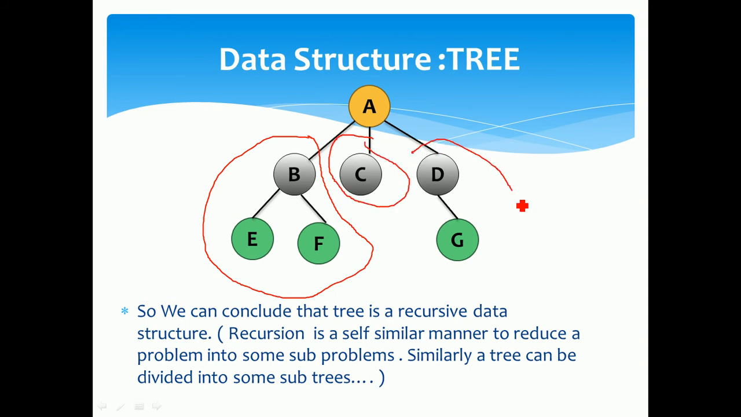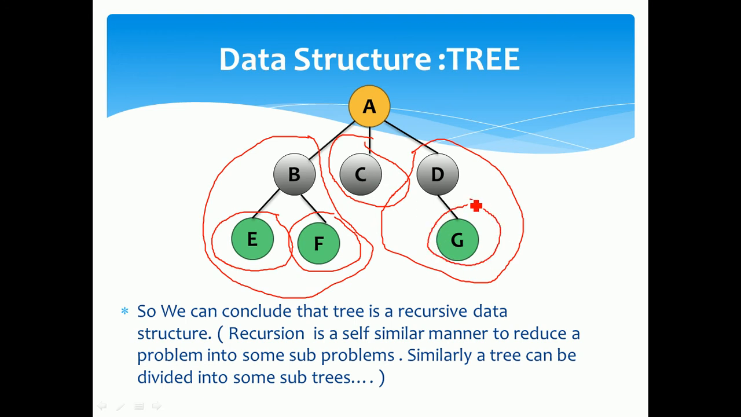Here I'm marking all the sub-trees, and this tree can be divided further into 2 sub-trees. This tree cannot be divided, but this tree can be divided into 1 sub-tree. Once we obtain all the sub-trees, we can construct the whole tree. That is why a tree is called a recursive data structure.